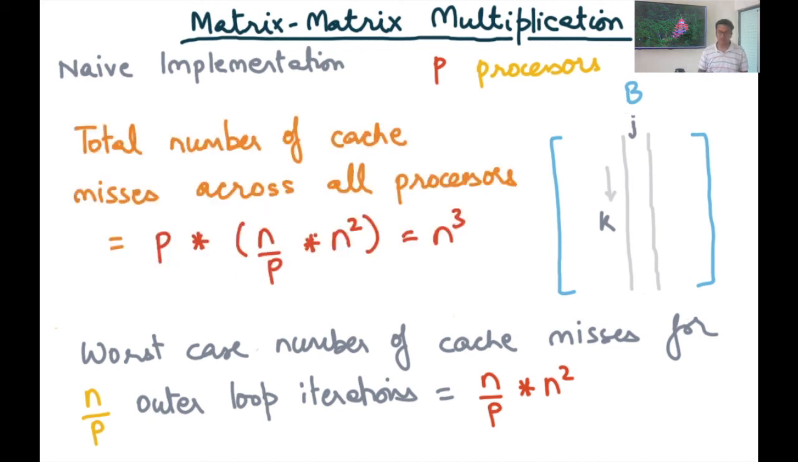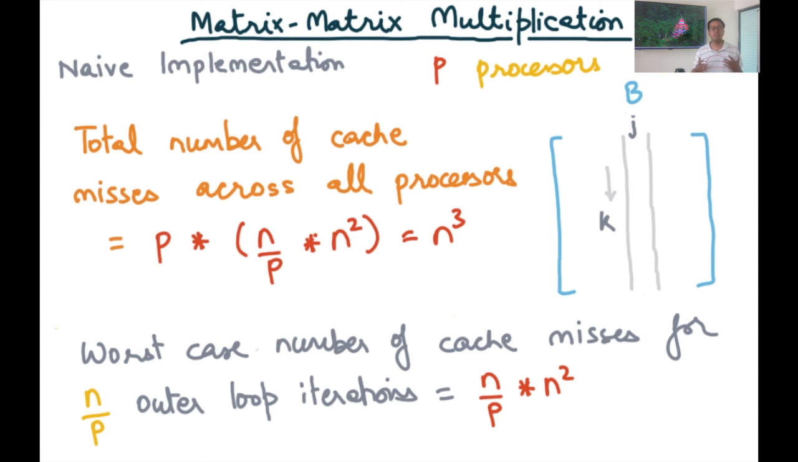So what is the total number of cache misses across all processors? Well, I just multiply that by p, so p into n by p into n square, and that just gives me n cube. So the worst case number of cache misses for n by p outer loop iterations is n cube by p, but the total number of cache misses across all processors is still n cube.